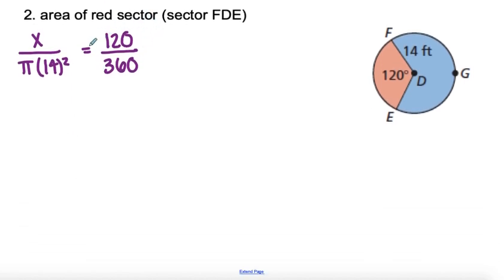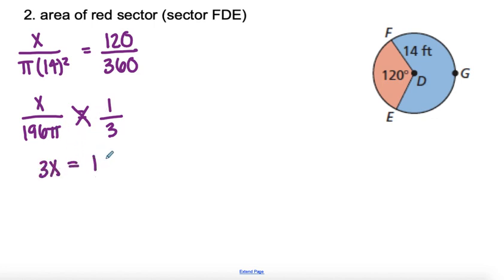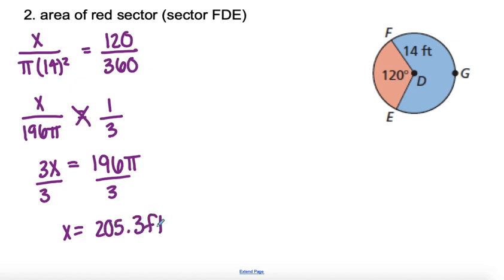So again, I can go ahead and simplify this first. So 14 squared, that's 196. And then this actually reduces really nicely. This comes out to being 1/3. And then from here, I'm going to cross multiply. So x times 3, I get 3x. And when I cross there, I get 196 pi. And then I'm going to divide both sides by 3. And so I get that my area is equal to 205.3 feet squared.